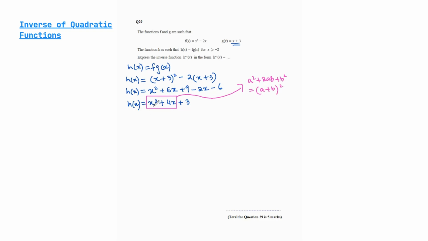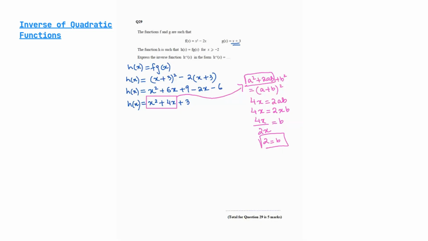Right now, this is x square plus 4x, which is a square plus 2ab, but we don't know what b square is. And b square is needed to convert it into a complete square, which would be a plus b whole square. So using this, we will figure out what b is, because 4x equals 2ab. And since x is a, 4x divided by 2x equals b, and that gives us 2.